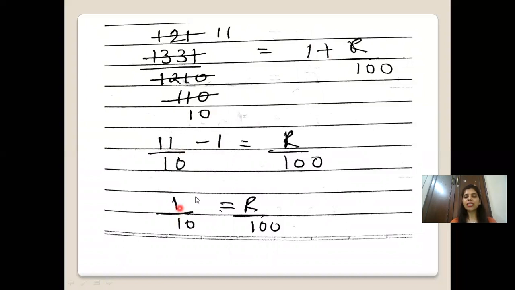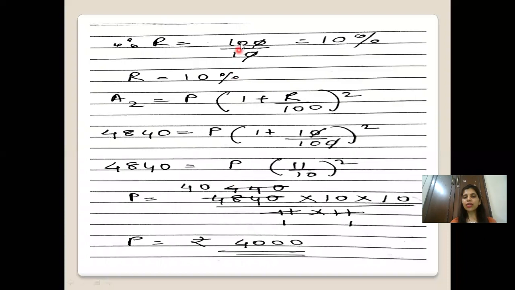11 minus 10 is nothing but 1 upon 10 is equal to R upon 100. Now take this 100 to the other side, so you get 100 upon 10. 0 0 gets cancelled and you get 10%. Now that is how you get R as 10%.